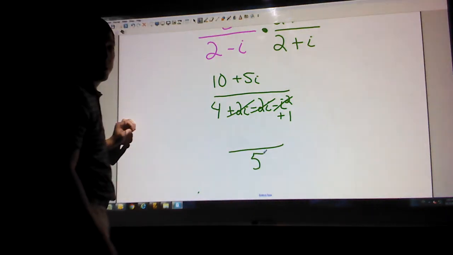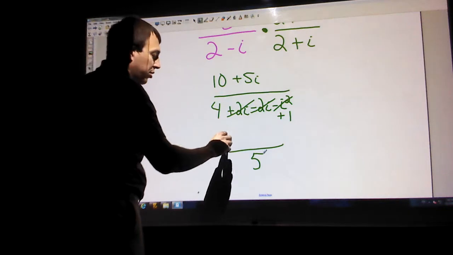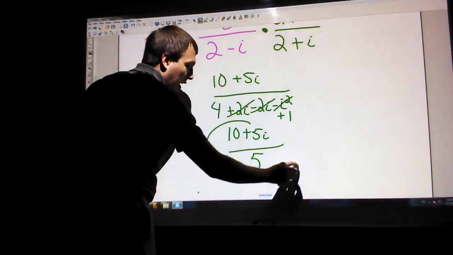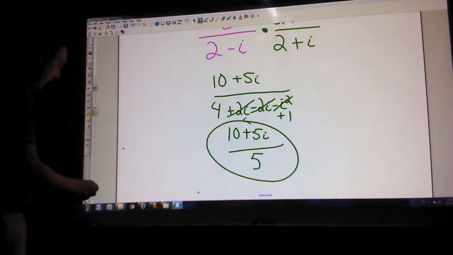No i's in the denominator. And I can't do anything about this, 10 plus 5i. I have rationalized. Next is multiply.